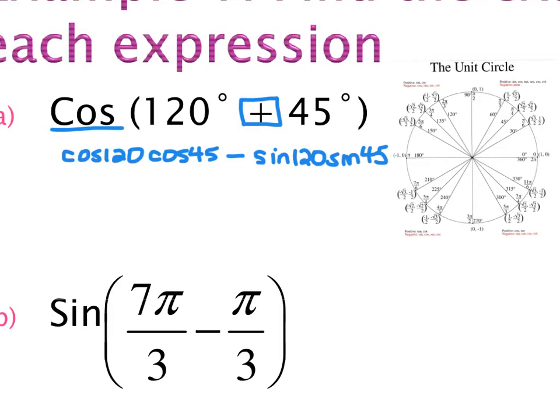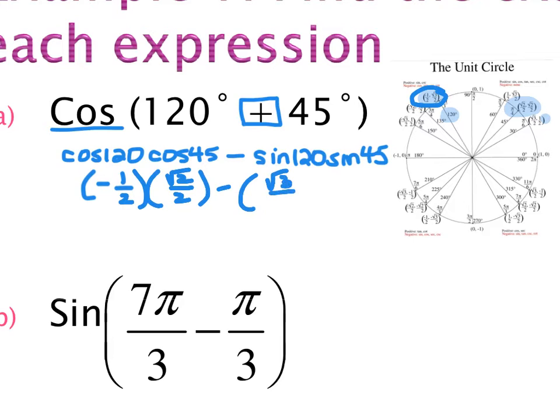So I want to replace these with what they are. The cosine at 120, so if I locate 120 degrees, which is here, the cosine is the x coordinate there, which would be negative 1/2. The cosine at 45, and we know 45, that's root 2 over 2 and root 2 over 2. So the cosine is root 2 over 2. Minus the sine at 120, so we're back to the 120, but the sine, which is the y, would be root 3 over 2. And then the sine at 45, and we know 45 is root 2 over 2.